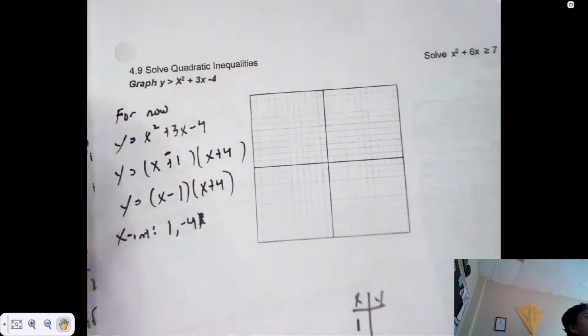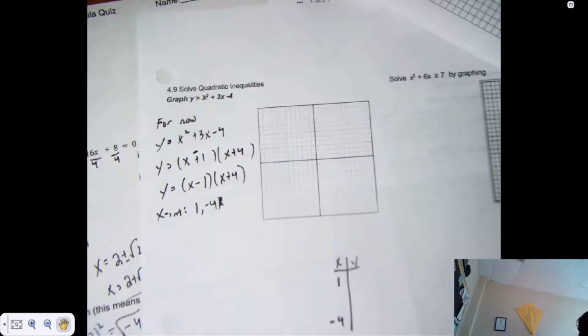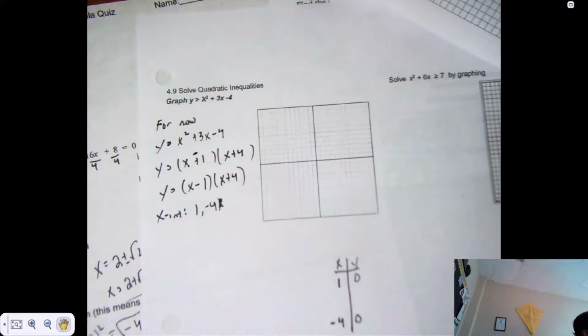I'm going to make a little table. I know something you don't. That's why I gave some space in between the 1 and the negative 4. But those two x-intercepts happened when y was what? 0. Yeah, and you can see that up, well, I guess you can't see it up here, but that's the idea. X-intercepts happen when y is 0. So I got two pairs, two ordered pairs.